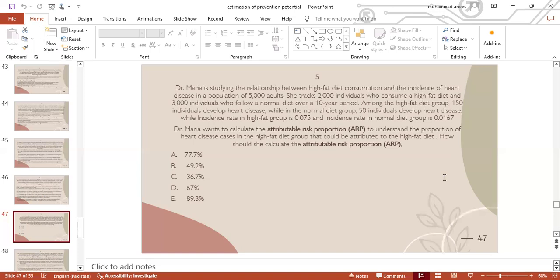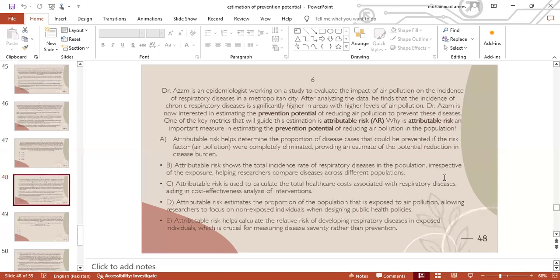Answer is A, 77.7%. 6. Dr. Azam is an epidemiologist working on a study to evaluate the impact of air pollution on incidence of respiratory diseases in a metropolitan city. After analyzing the data, he finds the incidence of chronic respiratory diseases significantly higher in areas with high levels of air pollution.